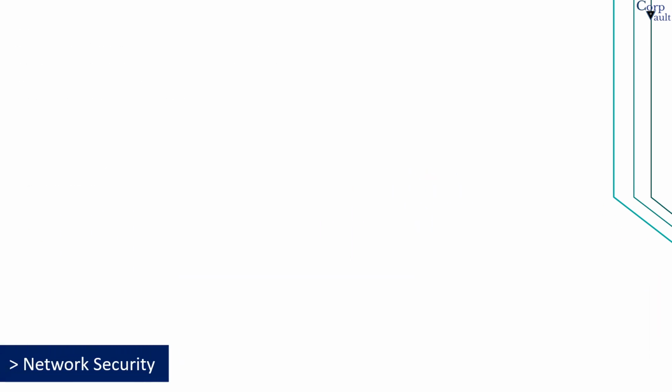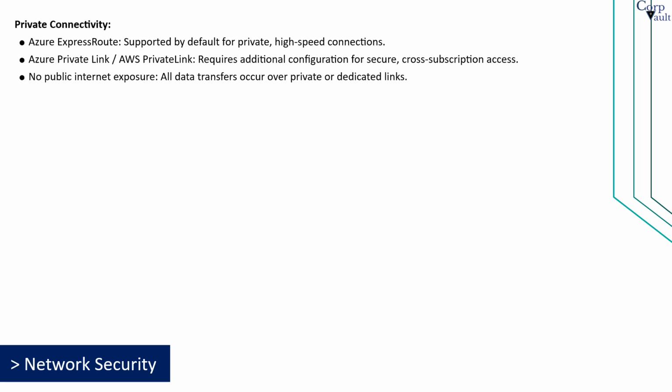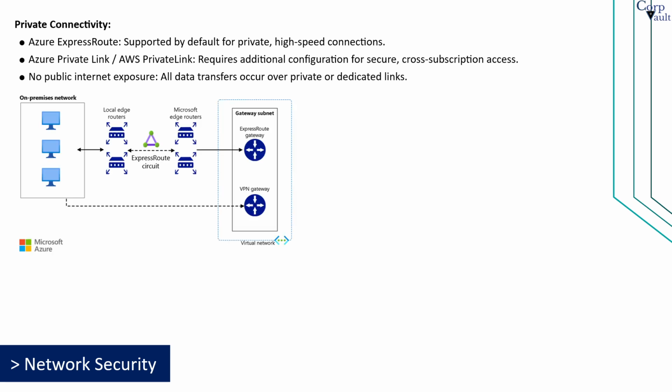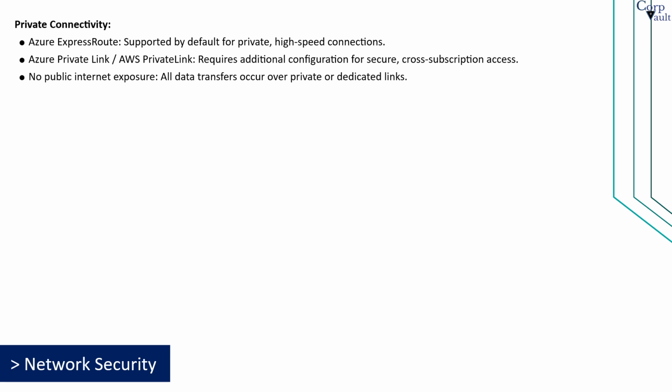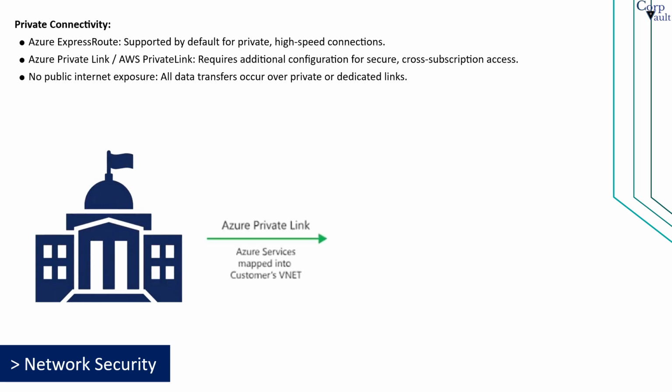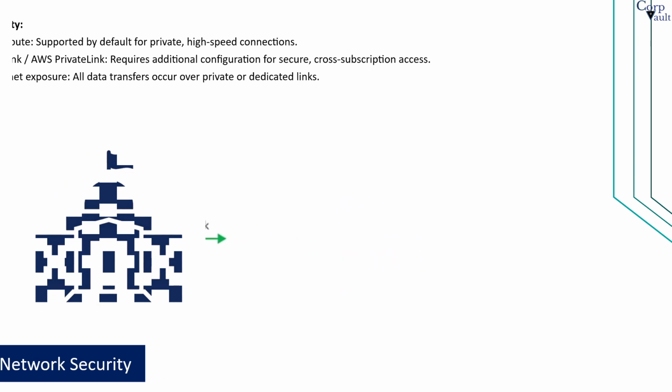Network security. Most attacks happen over the network. So Commvault removes that risk entirely, by not using the public internet, and using private connections like Azure ExpressRoute, Azure PrivateLink, or AWS PrivateLink. A scenario to highlight would be, a government agency uses Azure PrivateLink to connect its on-premises data center to AGP storage in Azure. This ensures that sensitive backups never traverse the public internet.